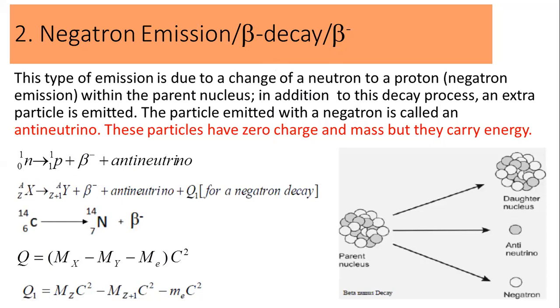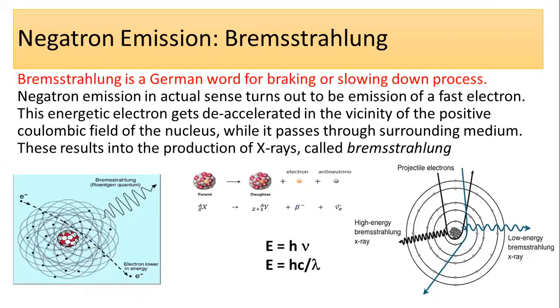So moving towards the phenomenon which is associated with the negatron emission, that is called the Bremsstrahlung. This is a German term, and it is used for braking or slowing down the process. So this process is associated with the negatron emission. Whenever there is the negatron emission, there is the possibility of the Bremsstrahlung effect, or the braking or the slowing down process. So what is happening with the negatron emission?